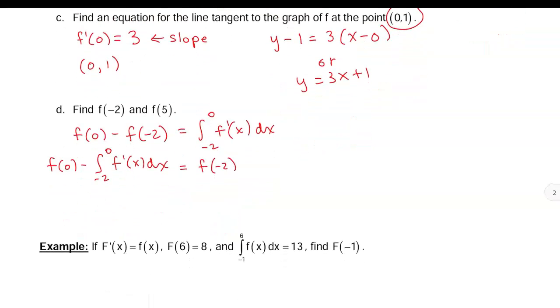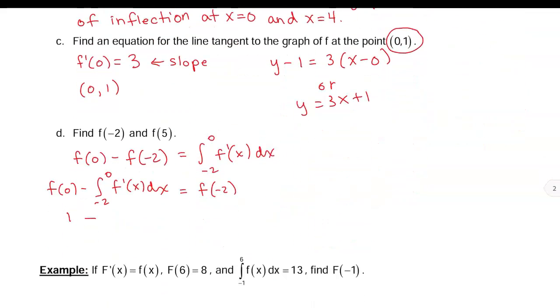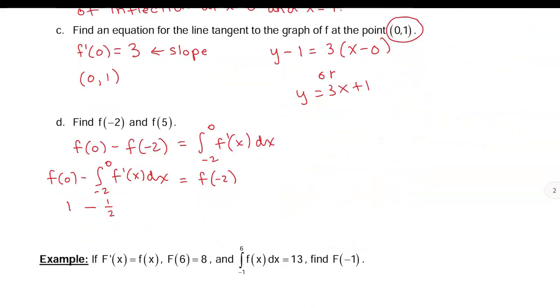And now I'll evaluate. F of 0 is being given to us as 1. And then the value of the integral corresponds to the area under the curve from -2 over to 0. So from -2 over to 0, I'm looking at a trapezoid. So I'm going to set up area of a trapezoid. That would be 1/2 times the height times the sum of the bases.